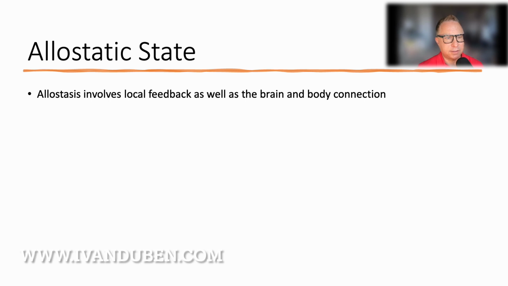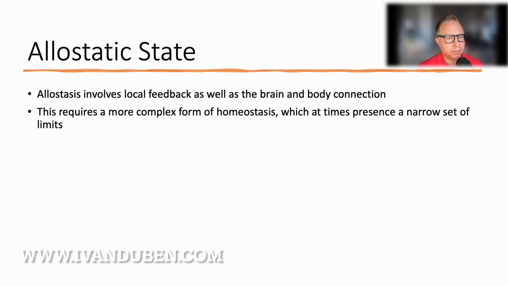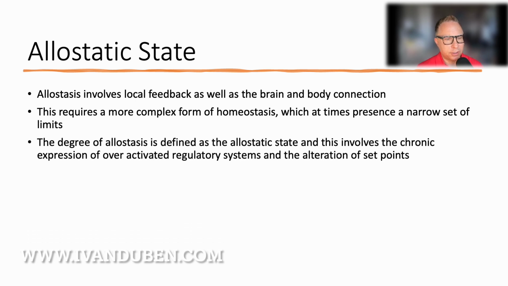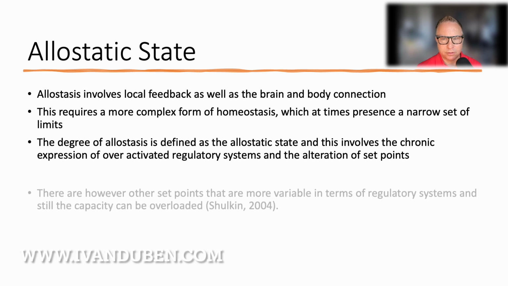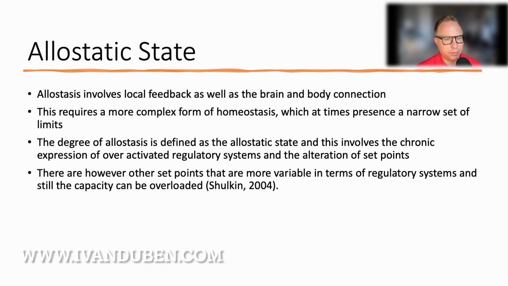With the allostatic state, allostasis involves local feedback as well as brain and body connections. This requires a more complex form of homeostasis, which at times presents a narrow set of limits. The degree of allostasis is defined as the allostatic state, and this involves the chronic expression of overactivated regulatory systems and the alteration of set points. There are, however, other set points that are more variable in terms of regulatory systems, and still the capacity can be overloaded.